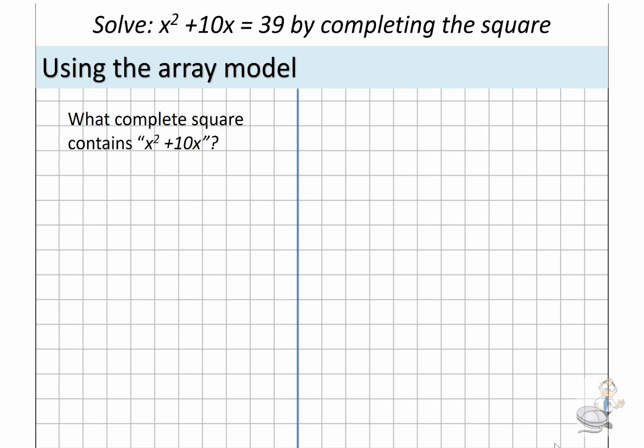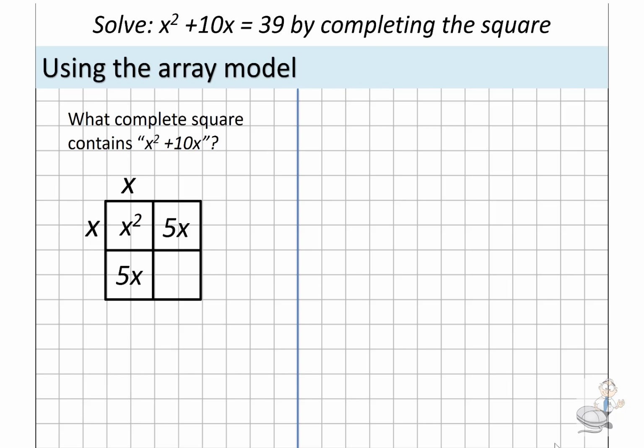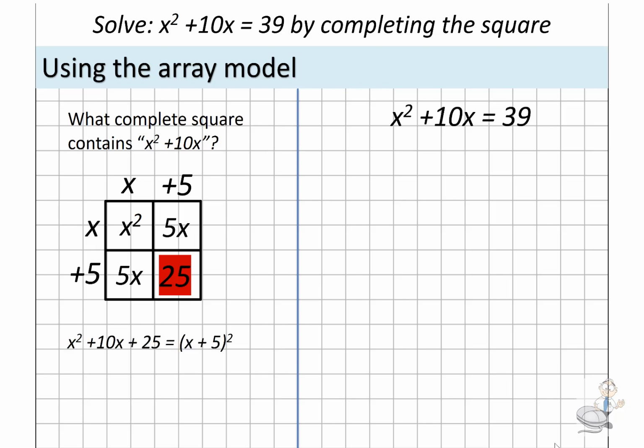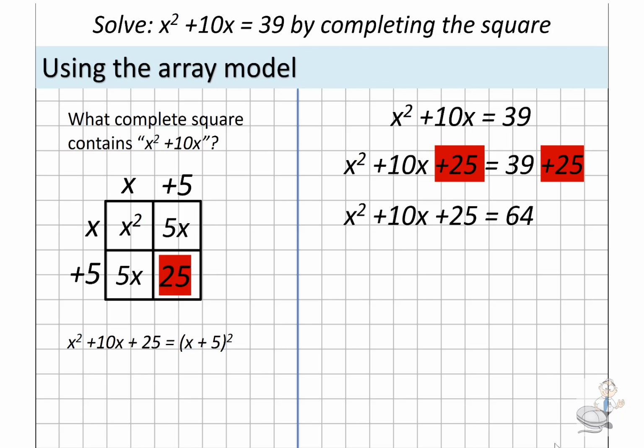Now let's do the same problem again, but this time using purely algebra without the drawing. So we could use the array method to figure out that the related complete square, or the one that begins x squared plus 10x, is the square x plus 5 to be squared. So with our equation, we add 25 to both sides to complete the square on the left hand side.